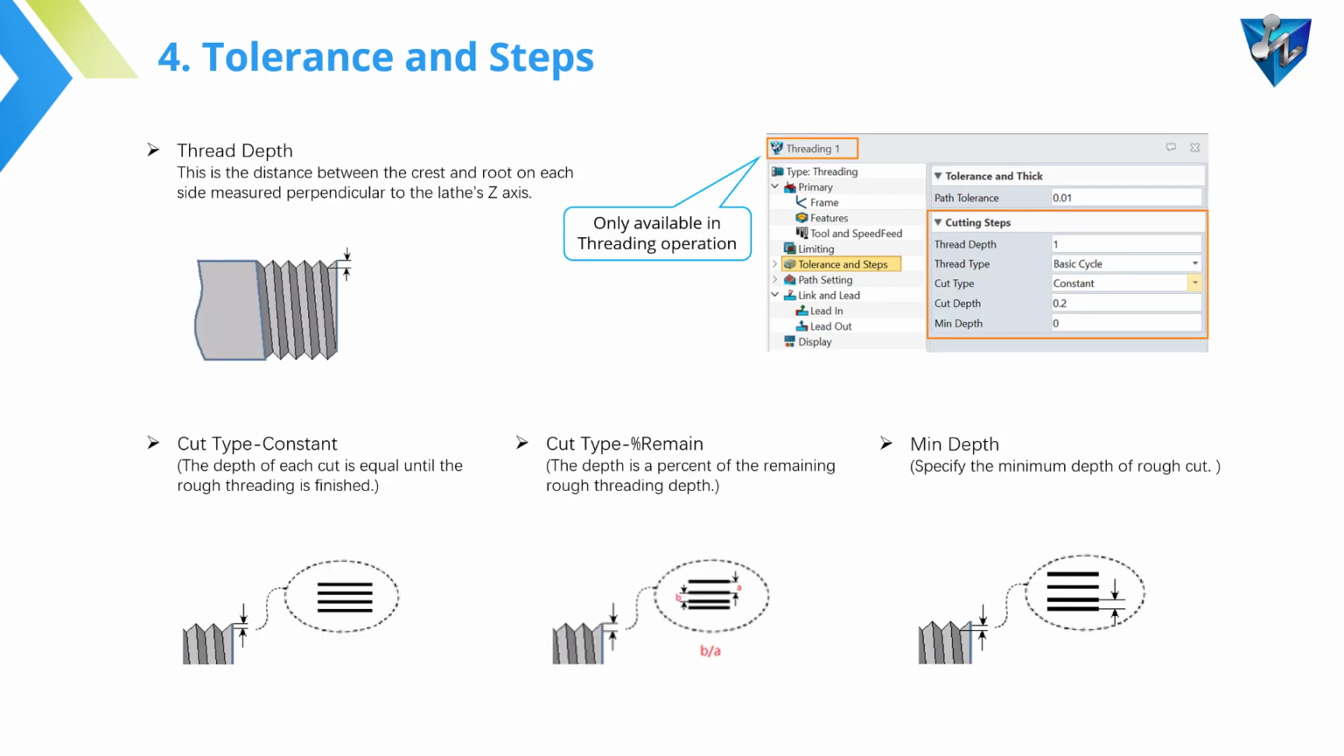The parameter on this slide is also applicable in threading operations. The thread depth represents the distance between the crest and root on each side, measured perpendicular to the lathe's Z-axis. Cut type is divided into three types. Constant. This means that the depth of each cut remains the same until the rough threading is completed. Percent remain. This is a percentage of the remaining rough threading depth. It implies that as you get closer to the bottom, the cutting depth becomes smaller. Min depth. You can specify the minimum depth for the rough cut.